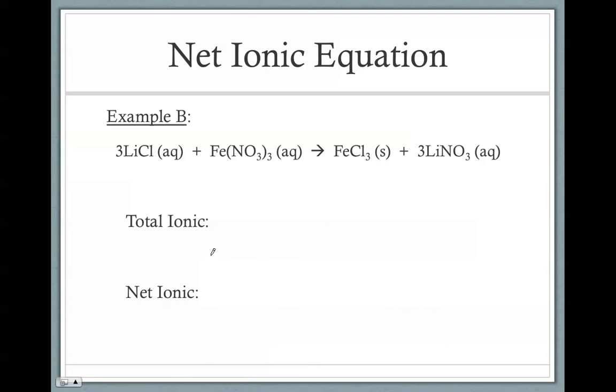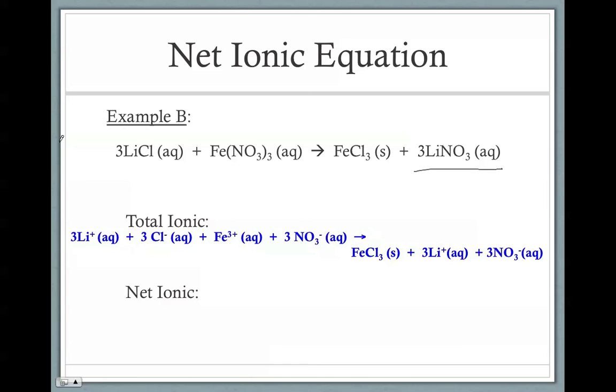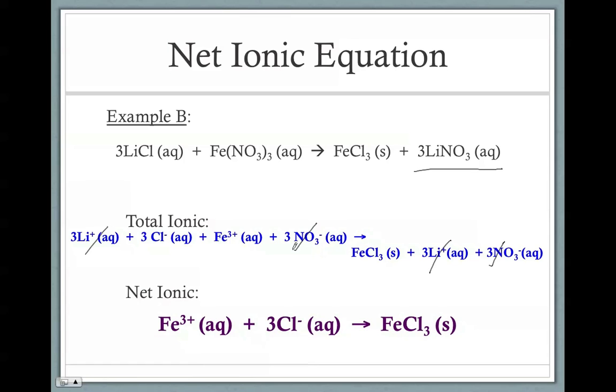Going ahead with this one, we can see again that LiNO3 is our aqueous compound. This is going to be made up of our spectator ions. So again, breaking apart everything, all the aqueous compounds you can see separated out on here. We do know that the LiNO3s are going to be taken out, so we're getting rid of the lithium and nitrate ions, leaving us with our net ionic equation. So we have our iron 3+ ion combining with our three chloride ions to form iron chloride. Alright, so that's it for that one.